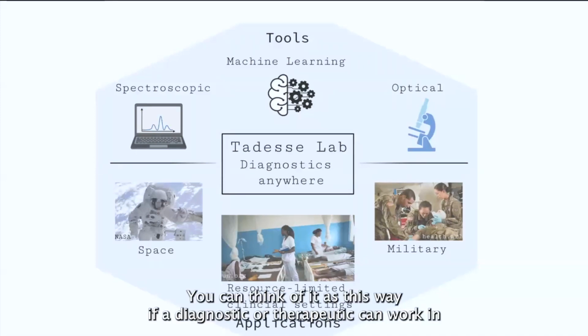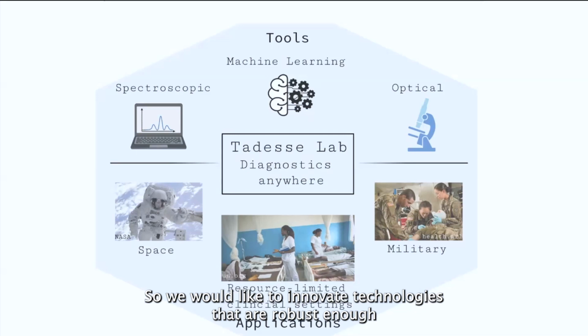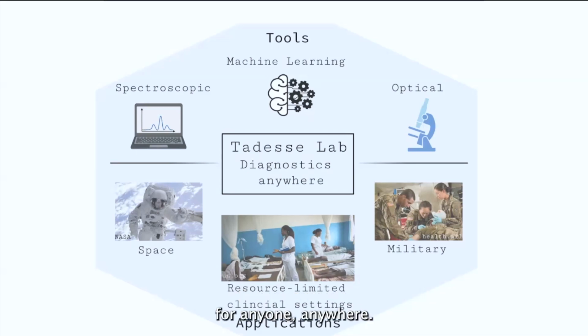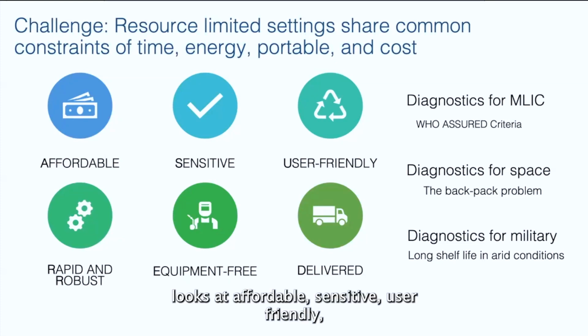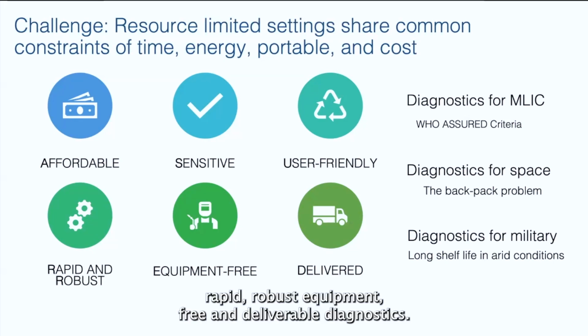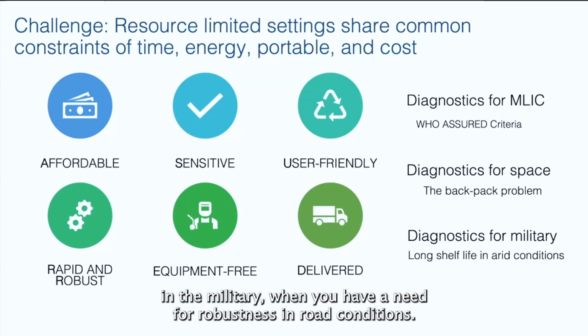You can think of it this way. If a diagnostic or a therapeutic can work in space, it should work anywhere on Earth, potentially. So we'd like to innovate technologies that are robust enough for anyone, anywhere. The model we follow is based off of the WHO ASSURED criteria, which looks at affordable, sensitive, user-friendly, rapid, robust, equipment-free, and deliverable diagnostics. The same holds true when you think about space, where you have a backpack problem, or in the military, when you have a need for robustness in arid conditions.